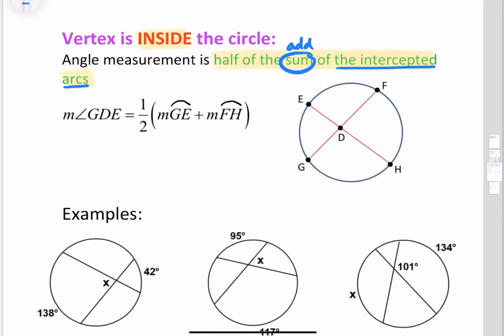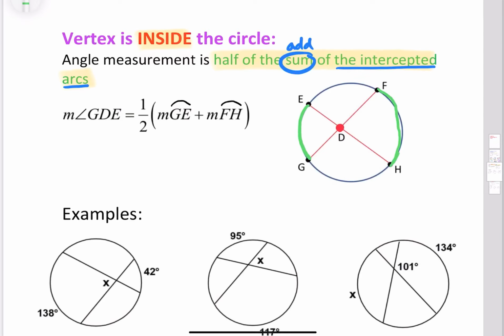So for example, in this particular case, the vertex is this point at D. The intercepted arcs, depending on which way you're looking at, in this particular example, they're looking at the arcs over here, EG and FH.